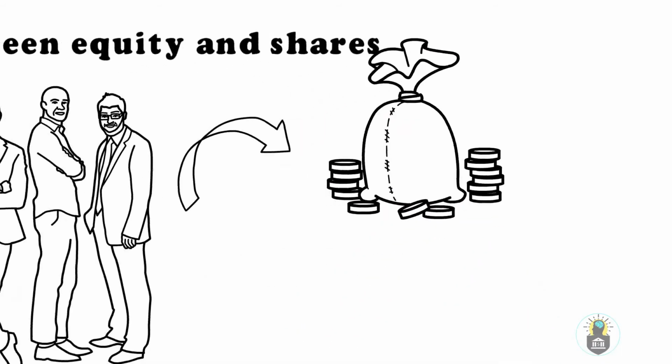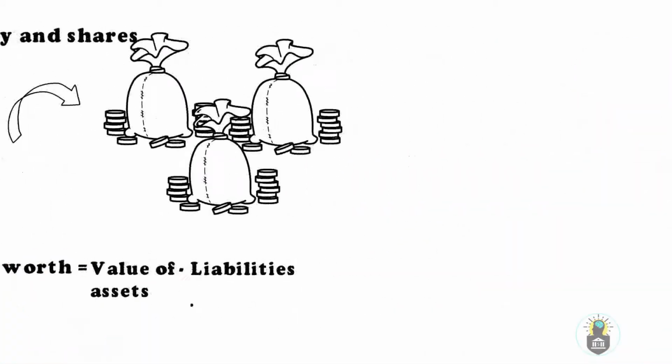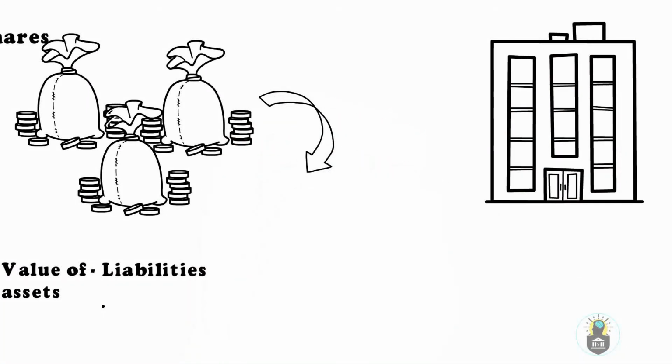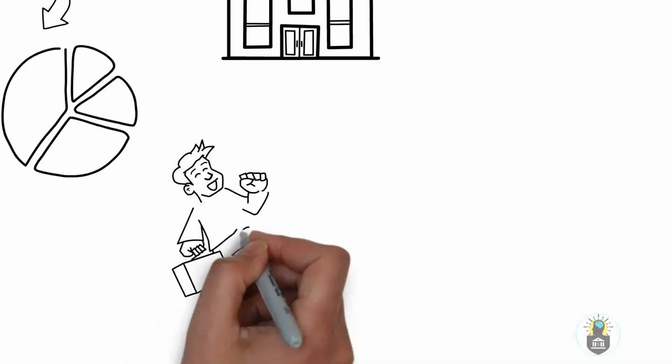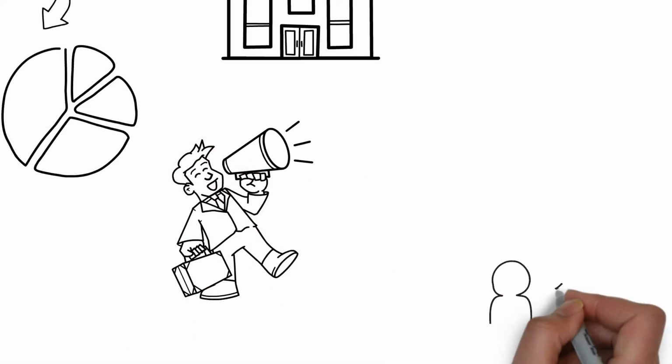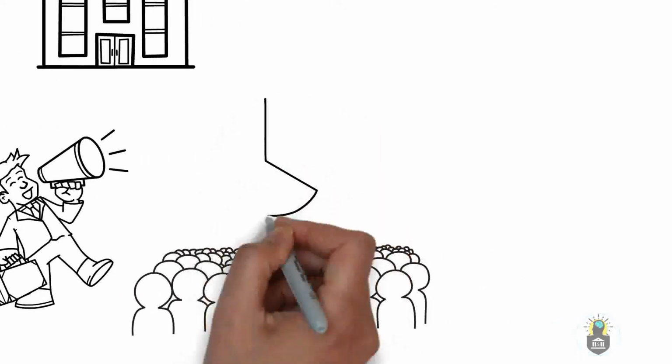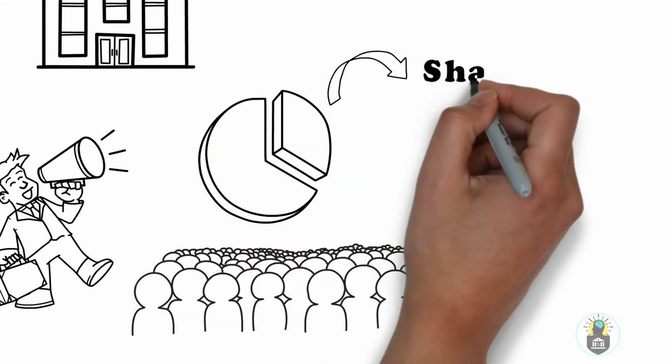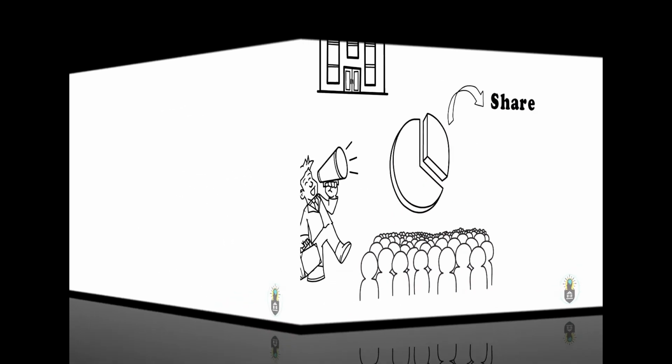When owners need more money or when the company runs out of funds, they divide the money to be invested into portions and raise the money from the public. Each portion of money that is to be invested by the public is called a share.